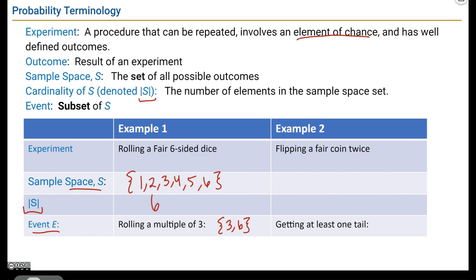Same idea, but now let's do it with flipping a fair coin twice. So now I'm going to denote the sample space in terms of the outcomes. I'll just say H for heads. So I could get heads and then heads. I could get heads and then tails. I could get tails and then heads, or tails and tails. In this case, I have 4 elements in this sample space. There's only 4 possibilities. And then I can think of the subset of getting at least one tail that either looks like tails, heads, heads, tails, or tails, tails. So that's my event, E here, and I'm just denoting it as a subset.